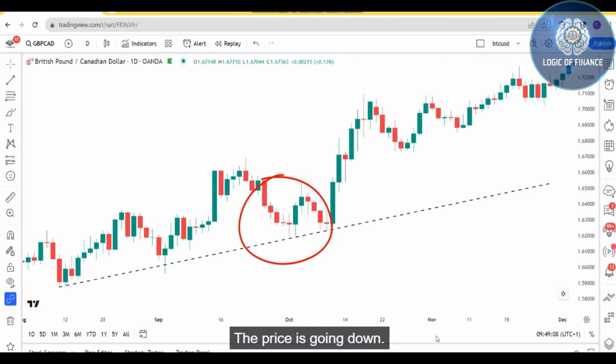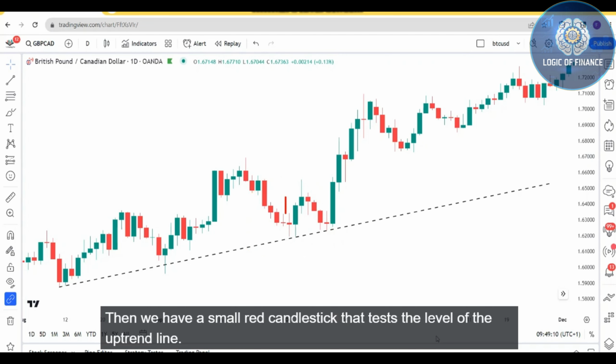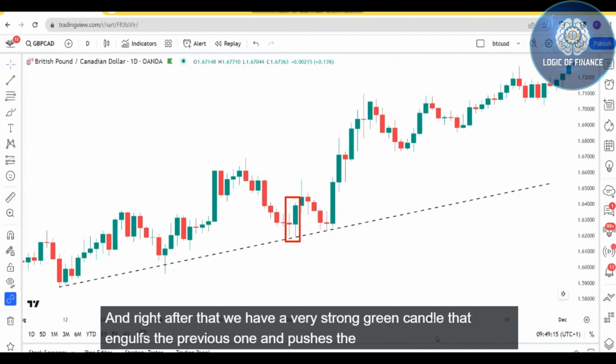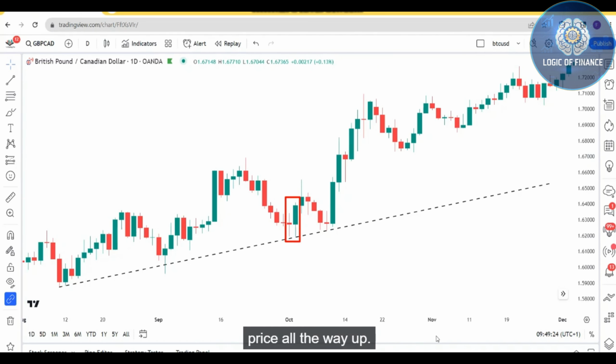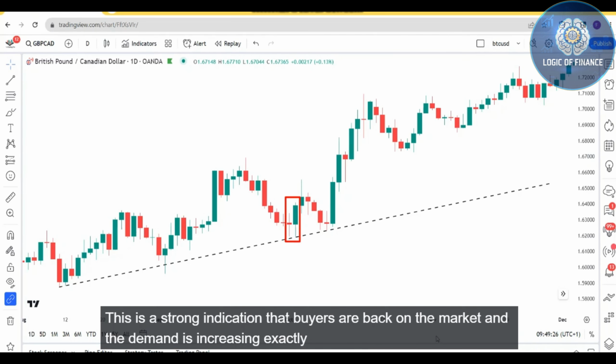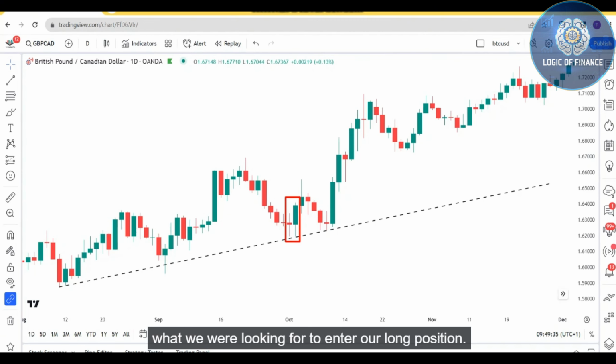The price is going down, then we have a small red candlestick that tests the level of the uptrend line, and right after that we have a very strong green candle that engulfs the previous one and pushes the price all the way up. This is a strong indication that buyers are back on the market and the demand is increasing, exactly what we were looking for to enter our long position.